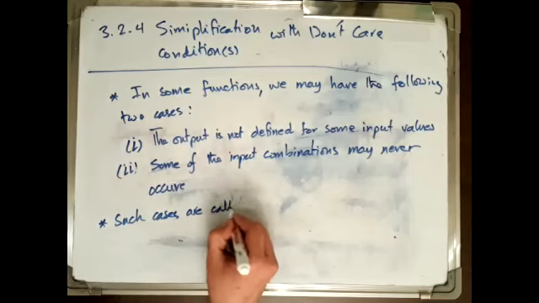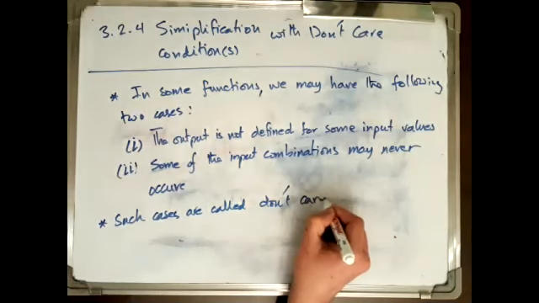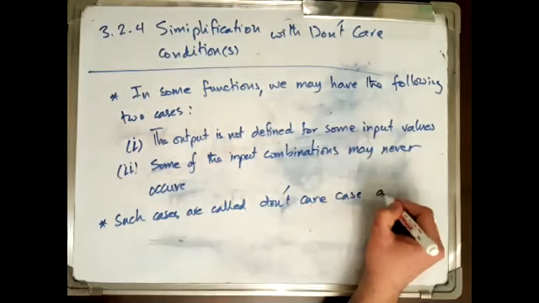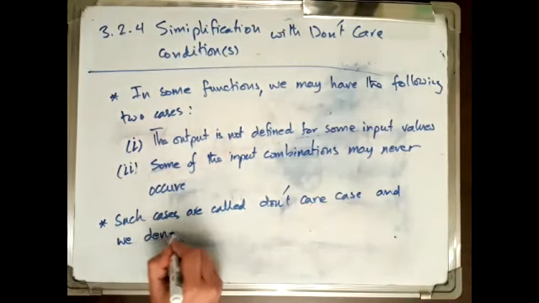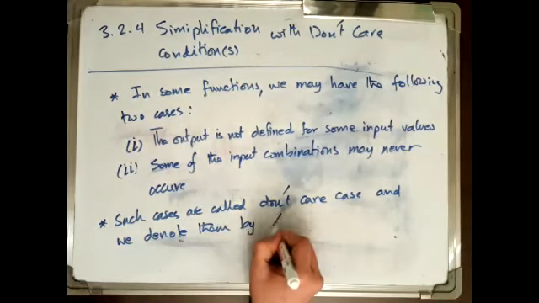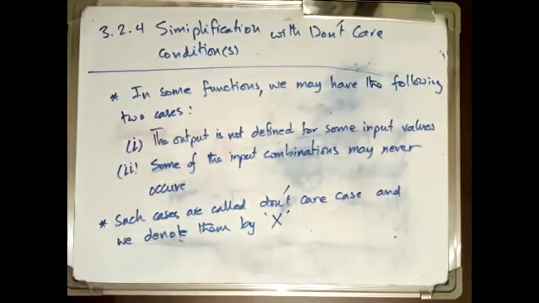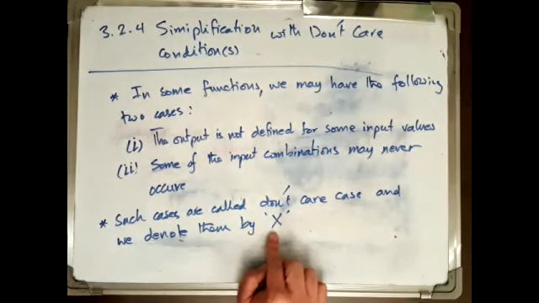Such cases are called don't care cases, and we denote them by X. So when we have such cases in our function, we need to fill the truth table. For some inputs, let's say some inputs may never occur, what is the output? We just put X. And what does it mean to put X? Is it a third value? No, it's not a third value. We are working with a binary system, which means we have either 0 or 1. X means that we don't care what the value is. It can be considered as 1, it can be considered as 0. We say we don't care.